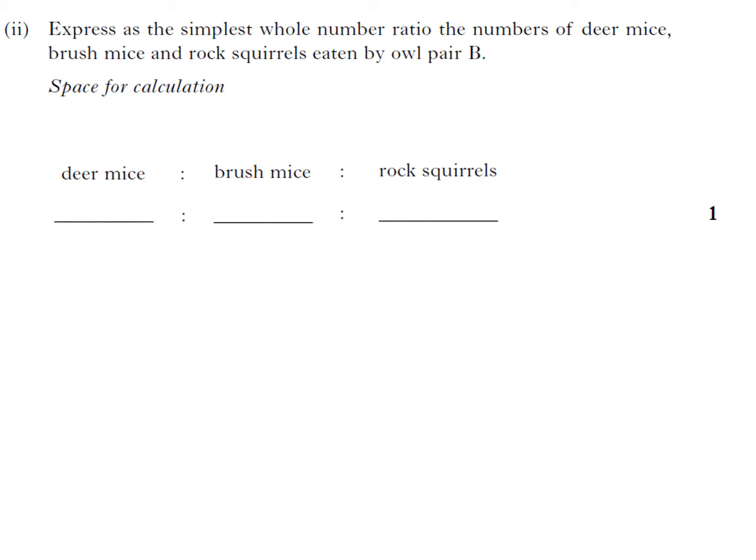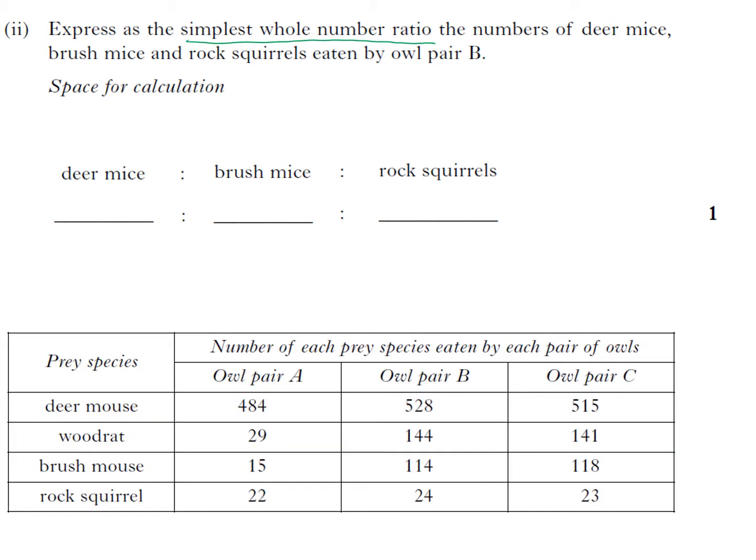Simplest whole number ratio. So we have owl pair B this time, so I'm looking at this data, and in particular we're looking at deer mice, brush mice and rock squirrels. These are not nice numbers, 528, 114 and 24. So for a start, there's going to definitely be some cancelling because they're all even, so at least you know you can divide by 2. But I'm going to try first to divide everything by 24 because that's my smallest number, and if it works then that becomes a 1.